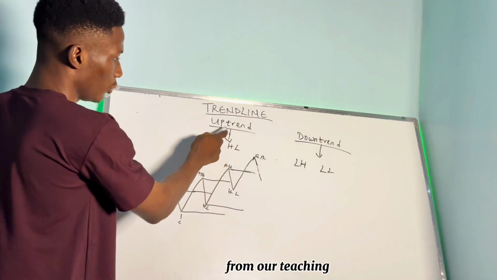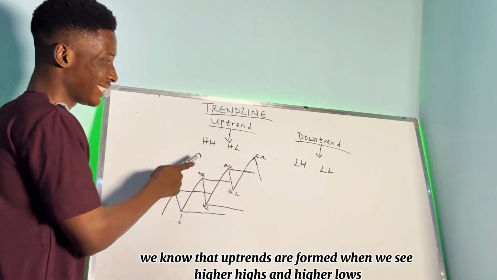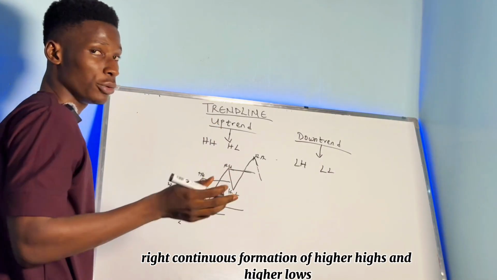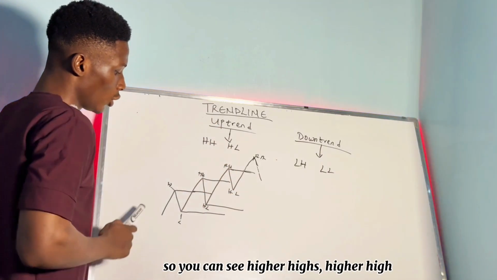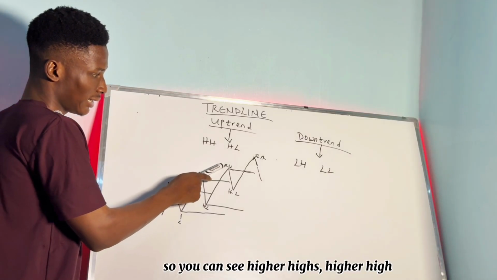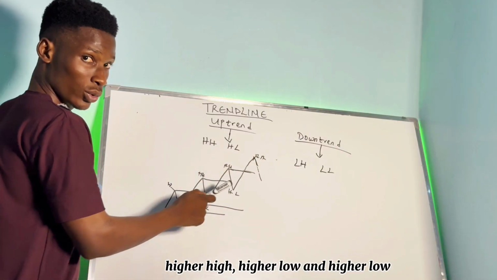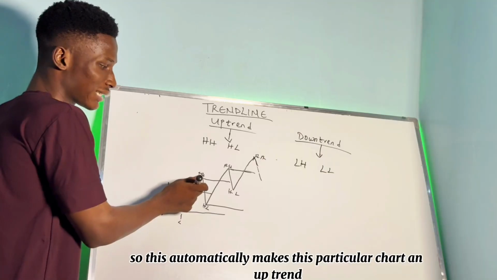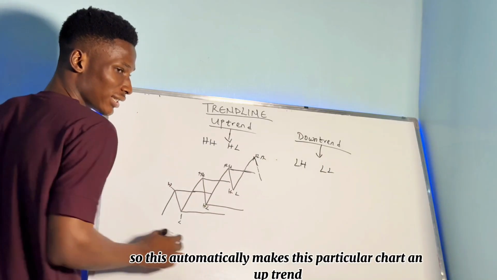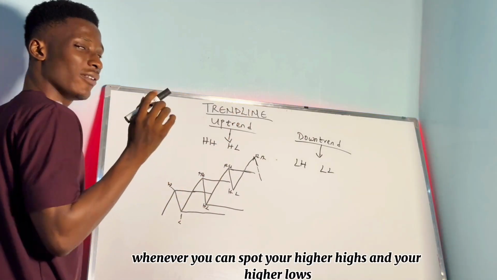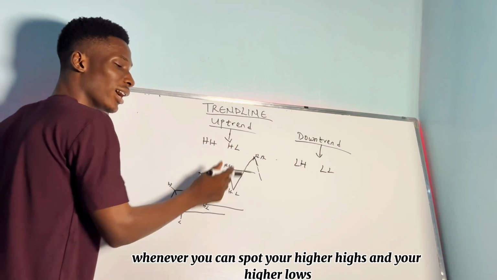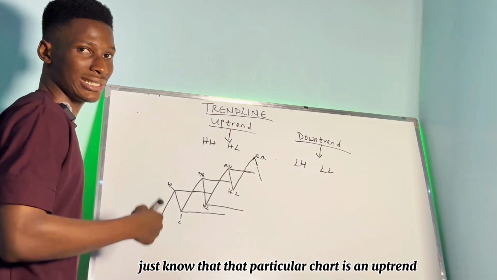From our teaching, we know that uptrends are formed when we see higher highs and higher lows, right? Continuous formation of higher highs and higher lows. So you can see higher high, higher high, higher high, higher low, and higher low. So this automatically makes this particular chart an uptrend. Whenever you can spot your higher highs and your higher lows, just know that particular chart is an uptrend.